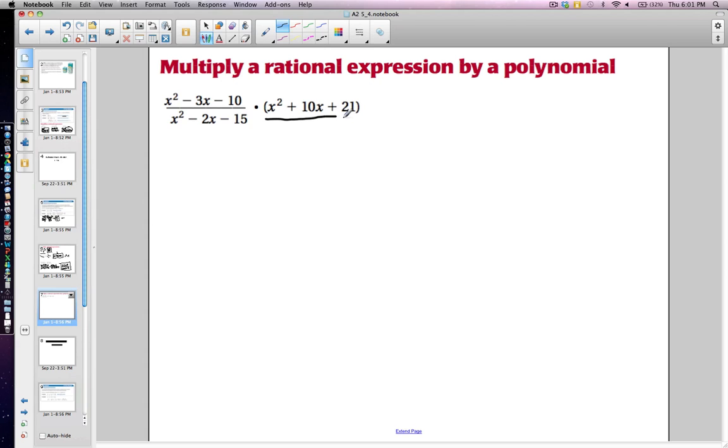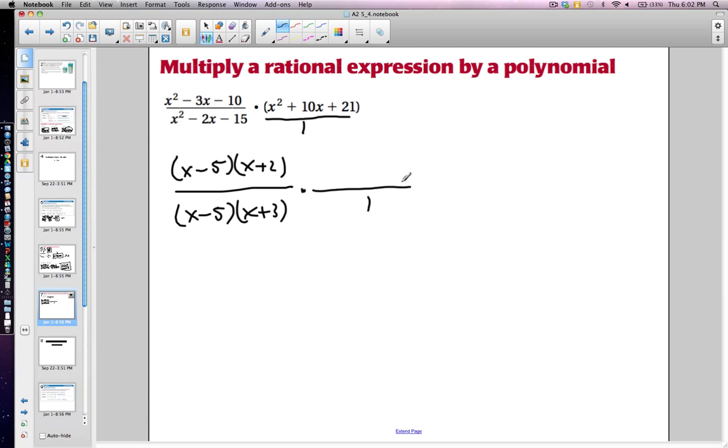Okay, so now this looks a little different, but it's really not different, right? If I have an item that's not a fraction, I can view it as a numerator with a denominator of 1. I still want to factor the numerators and denominators. So I want factors of 10 that have a difference of 3. That's 5 and 2. X minus 5 times x plus 2. Factors of 15 that have a difference of 2. That's 5 and 3. So this is x minus 5 times x plus 3. That's just going to be 1. I want factors of 21 that add up to be 10, 3 and 7. So x plus 7 times x plus 3.